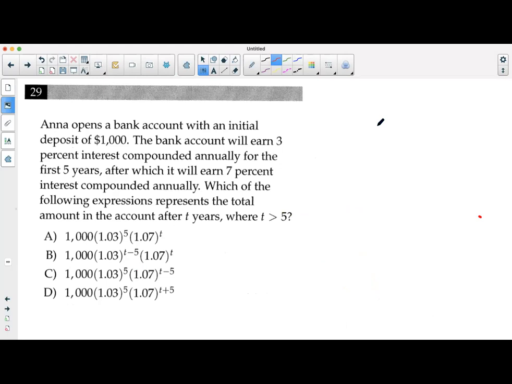So number 29 says Anna opens a bank account with an initial deposit of $1,000, and the bank will earn 3% interest compounded annually for the first 5 years. So what that means is this. We have to use A is equal to principal times 1 plus r to the what? t power. That's the formula.